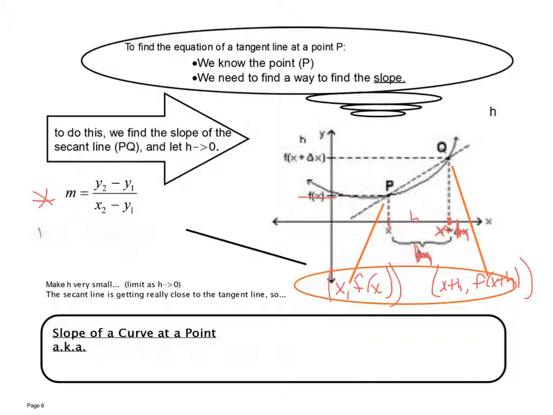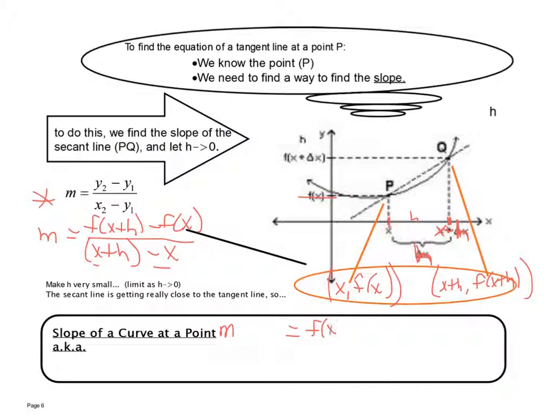So if I'm finding the slope, it is equal to y2 minus y1 over x2 minus x1. Now notice what happens right here. That x minus x, they're going to cancel out. So my slope is really going to be f of x plus h minus f of x, all over h. Okay, so that is our slope.